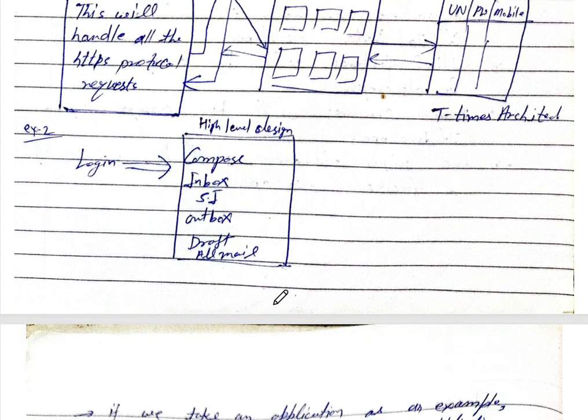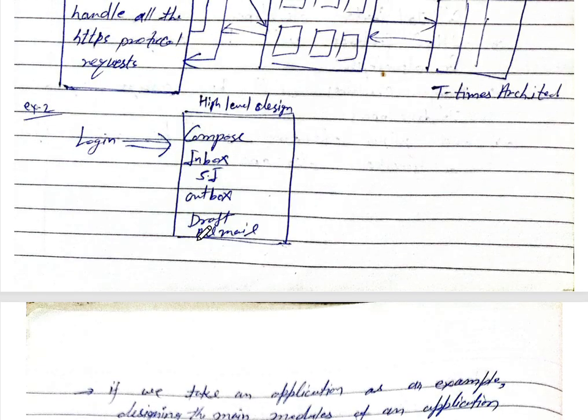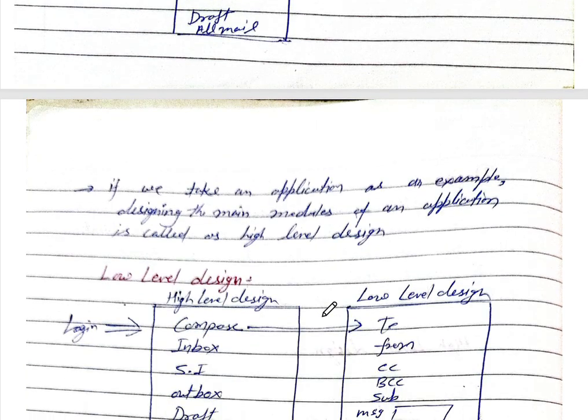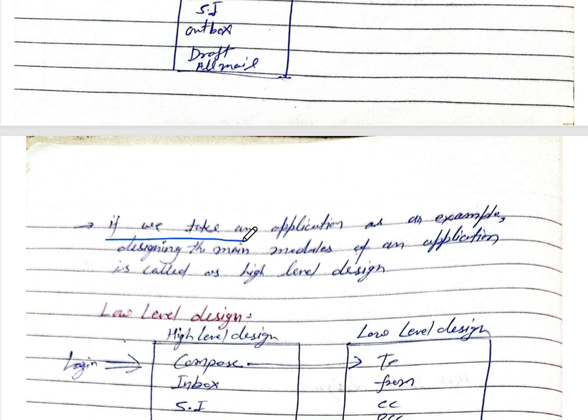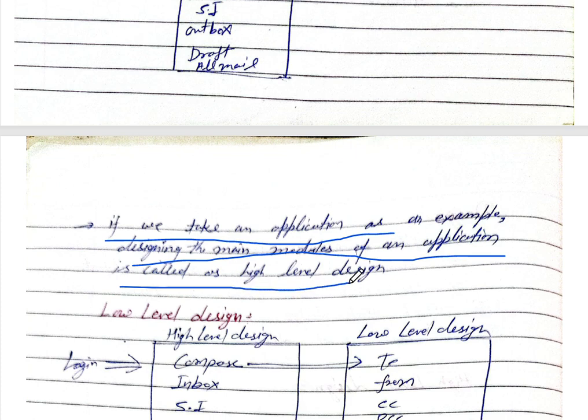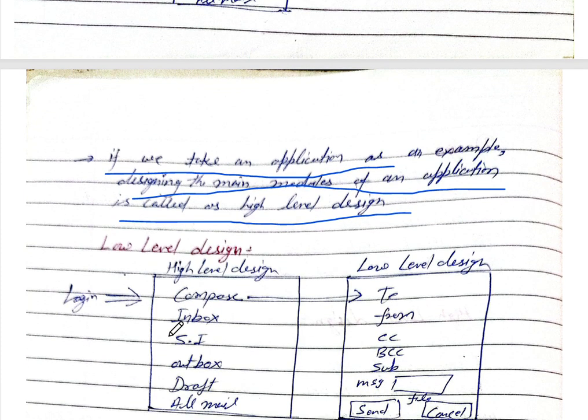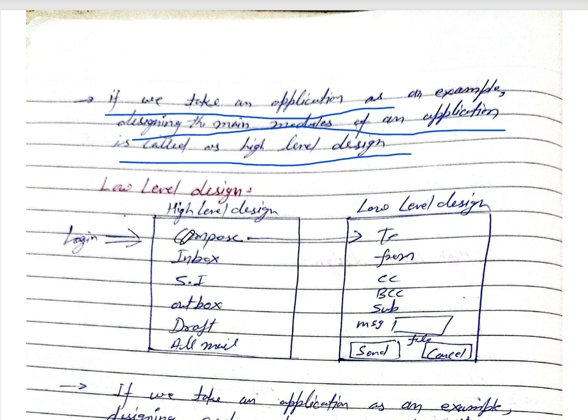Like for example, if we take an application as an example, designing the main modules of the application is called high level design. Main module means high level design, like compose. Now taking Gmail as an example, compose, inbox, sent items, outbox, draft, and all mail are the high level design.